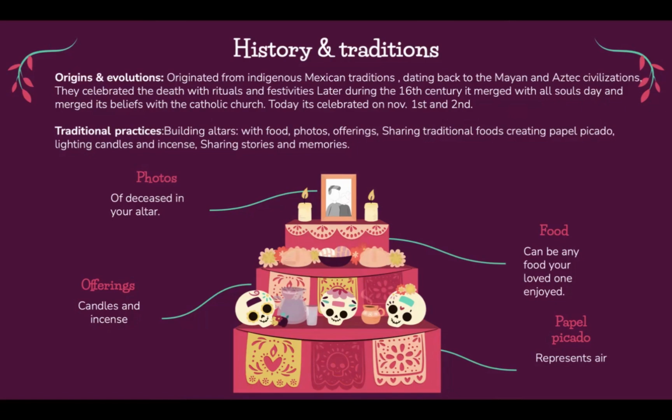So traditional practices include building altars with food, photos, offerings, sharing traditional foods with those around you in your community, creating papel picado, lighting candles and incense, and sharing stories and memories of the deceased. Food that is placed at these altars is normally food that the past one enjoyed. So there's really no criteria for what can and can't be on the altars.